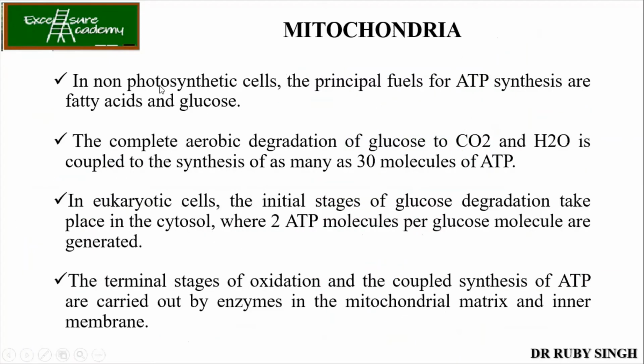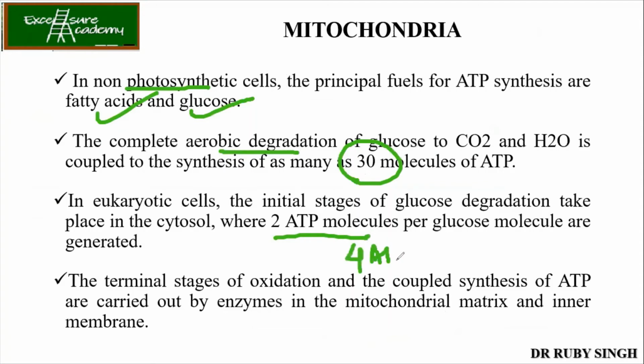Now, in non-photosynthetic cells, the principal fuels for ATP synthesis are fatty acids and glucose. When you talk about non-photosynthetic cells, we are talking about us, animal cells. Our ATP synthesis fuel is fatty acids and glucose. We also know that complete aerobic degradation of glucose synthesizes around 30 molecules of ATP. In glycolysis, you actually get 4 ATP, but we also use 2 ATP to carry out glycolysis, so the net gain is 2 ATP.